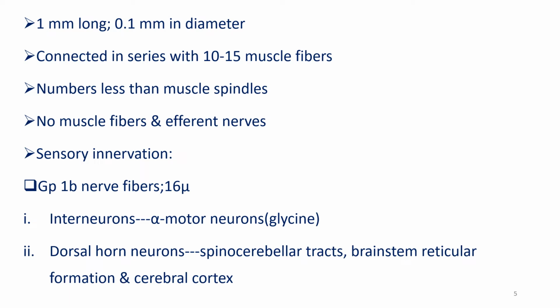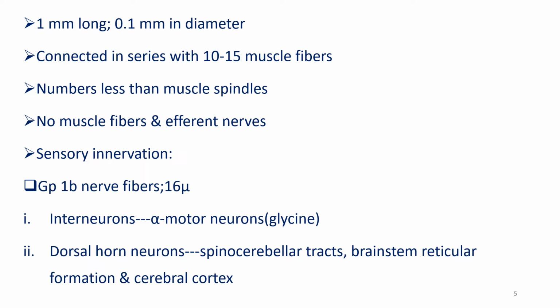They are myelinated nerve fibers, and they go to the posterior root, or the dorsal root, of the spinal cord, and then they enter the spinal cord and have dual endings. One of the endings is in the interneurons in the spinal cord. These interneurons are stimulated by the Golgi tendon organs, and then they relay on the alpha motor neurons where they secrete glycine, an inhibitory neurotransmitter. So the Golgi tendon organs stimulate interneurons, and interneurons inhibit the alpha motor neurons.